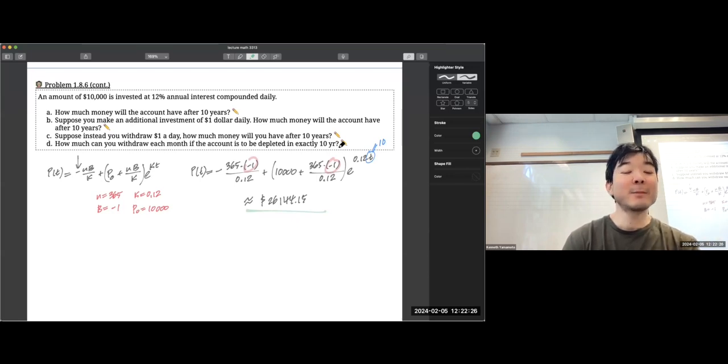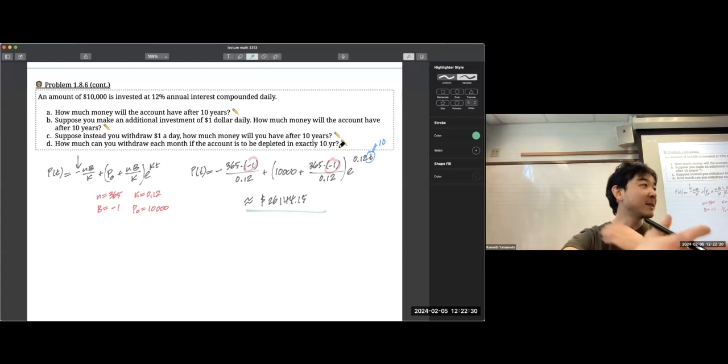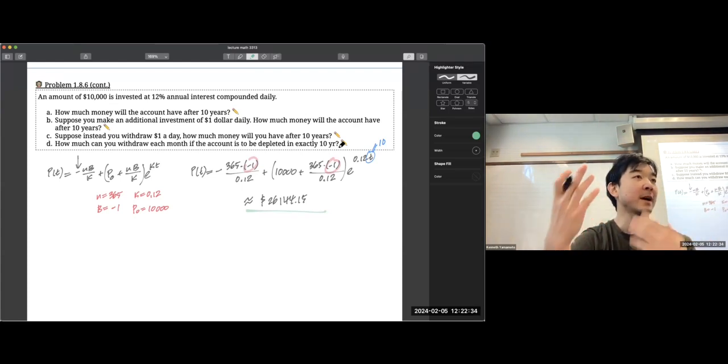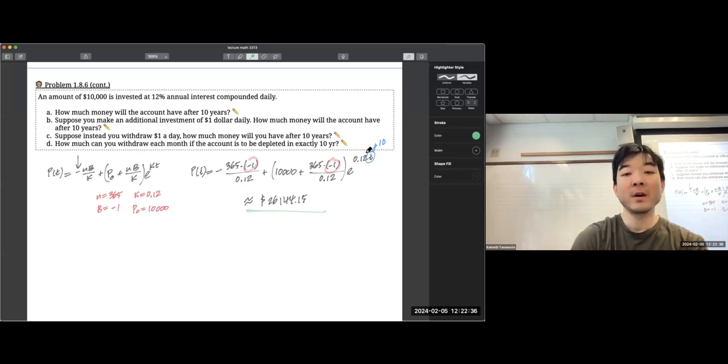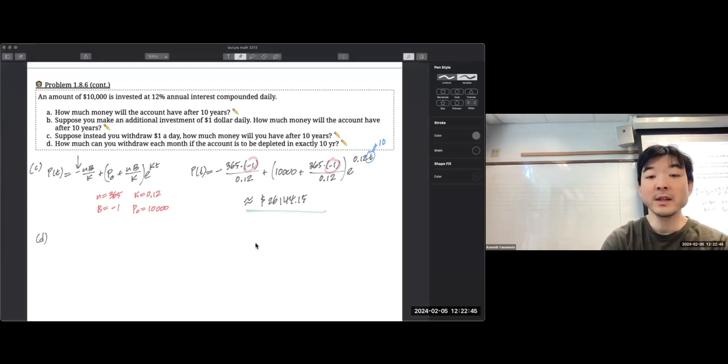So you want to plan. You don't want it to all run out. You just want to run out exactly at 10 years. And you're thinking, how much can I actually withdraw from this so that after 10 years, it'll be all depleted? That's part D. So you're again doing a withdrawal.